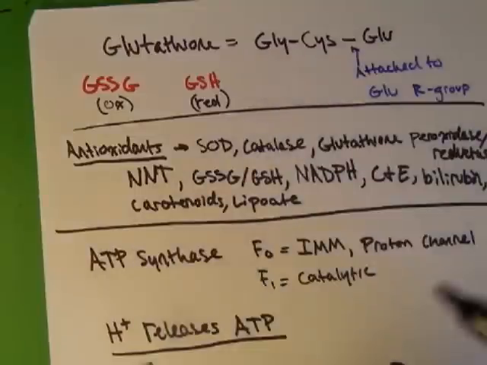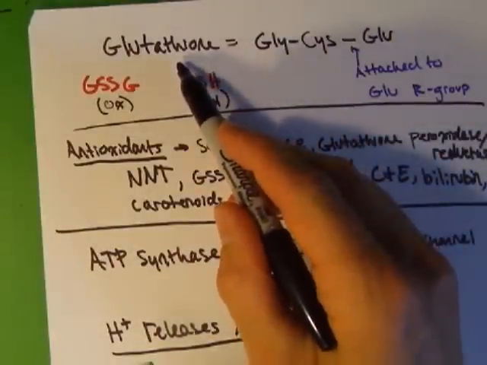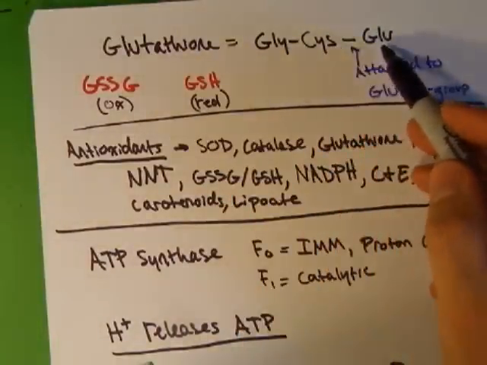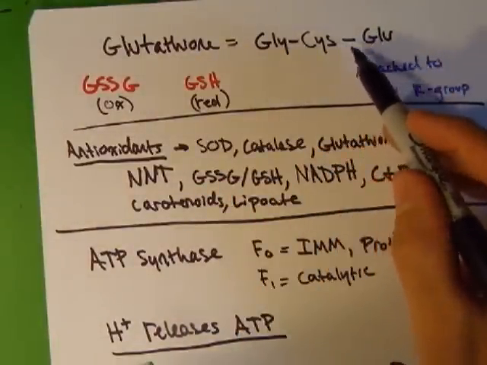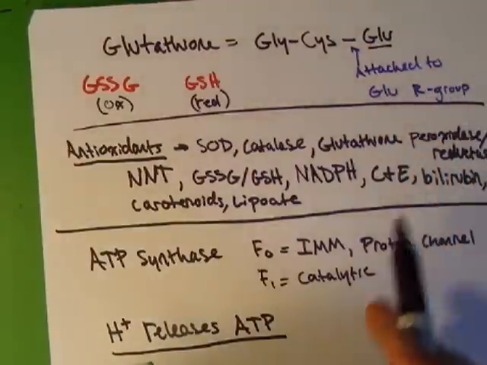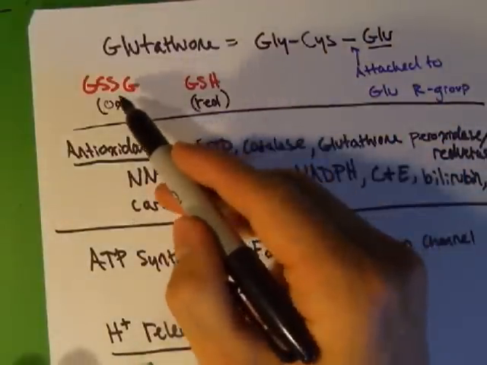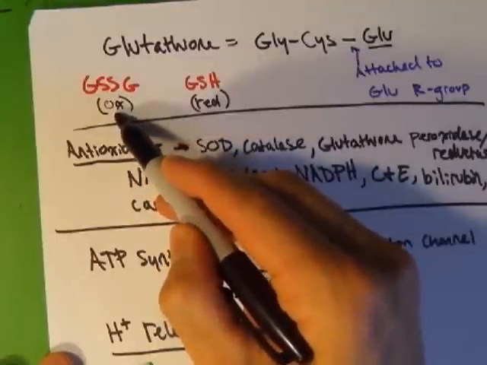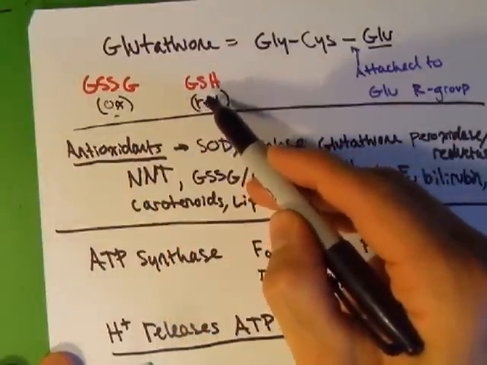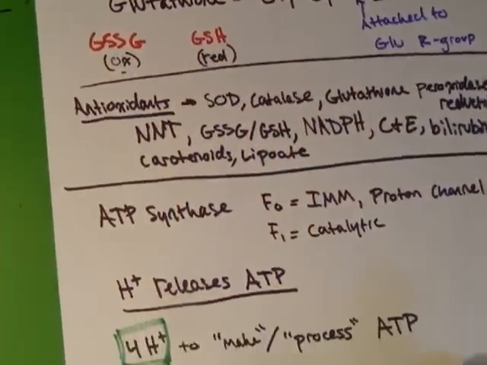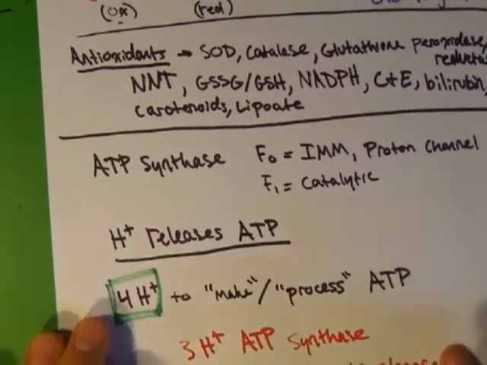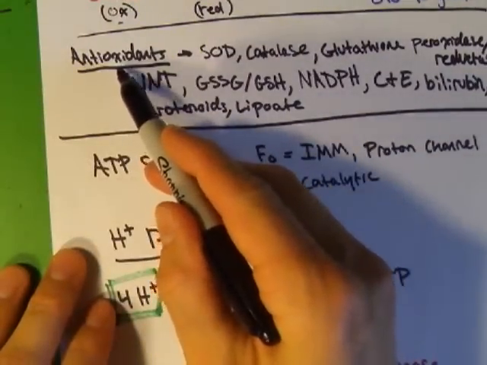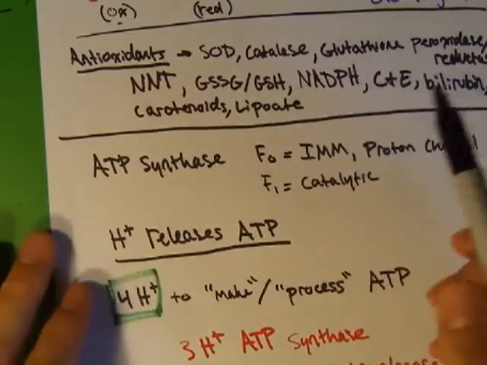A few other side notes. Glutathione is glycine, cysteine, and glutamate, and the cysteine is attached to glutamate's R group. I said this before, that GSSG is in its oxidized form and GSH is in its reduced form. I would memorize that table of antioxidants.